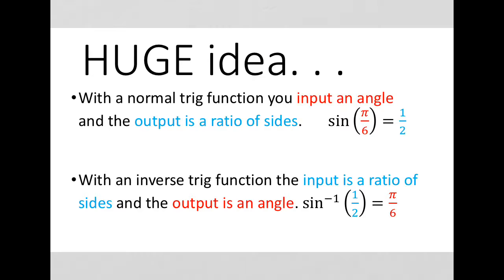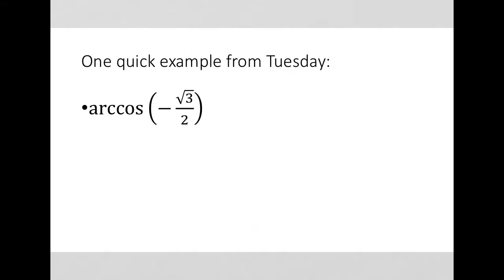Well, with an inverse trig function, we're doing the opposite. This time the input is the ratio of sides, and the output is the angle. It works the other way. Regular trig, input an angle, output a ratio of sides. Inverse trig, input a ratio of sides, output an angle. They undo each other. So from yesterday, what is the arc cosine of -√3/2?